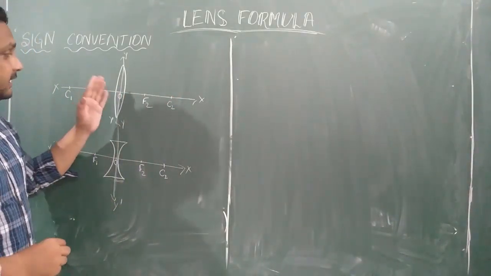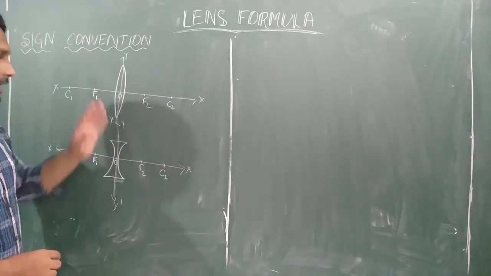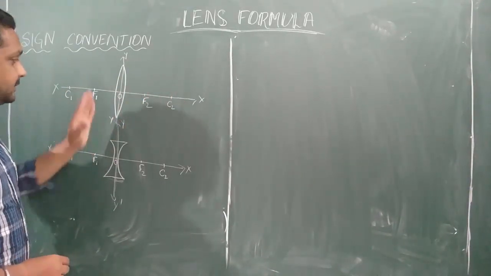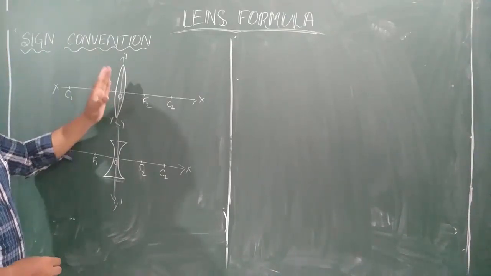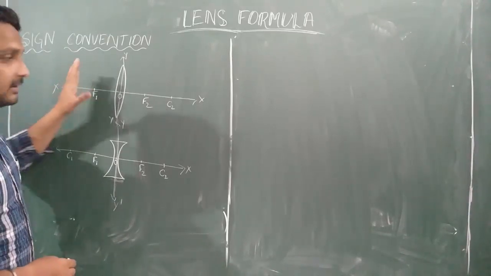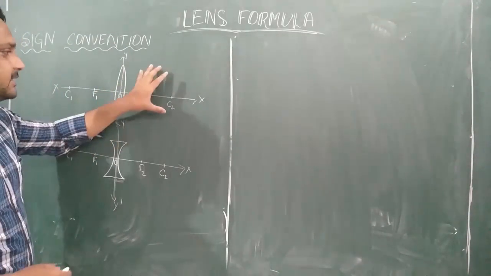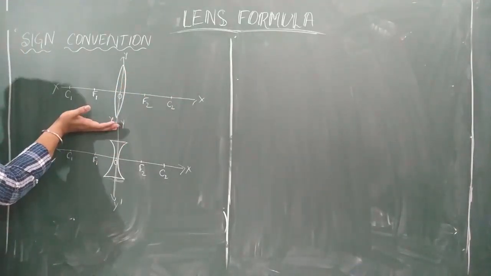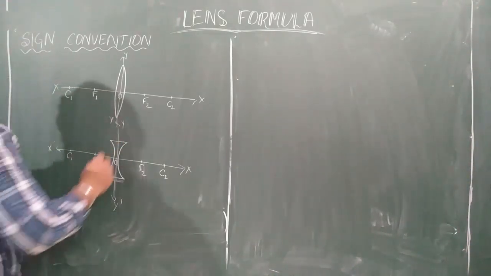Any measurement taken after the lens is considered positive, and any measurement taken before the lens is negative. Just like in a Cartesian plane, any measurement before the y-axis is negative, and measurement after the y-axis, the positive x-axis, is positive. Similarly, any measurement taken above the principal axis is positive, taken below the principal axis is negative.